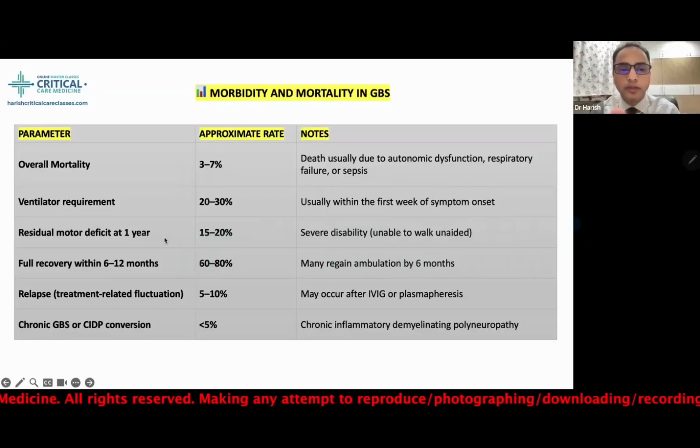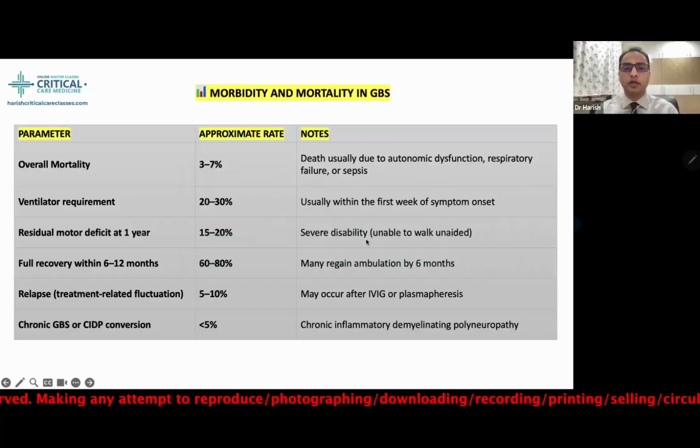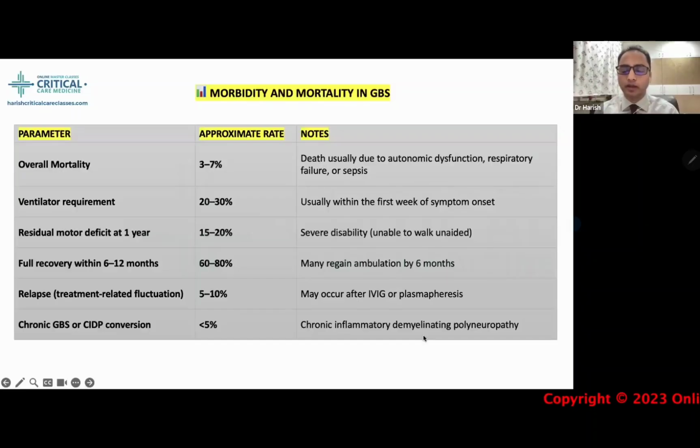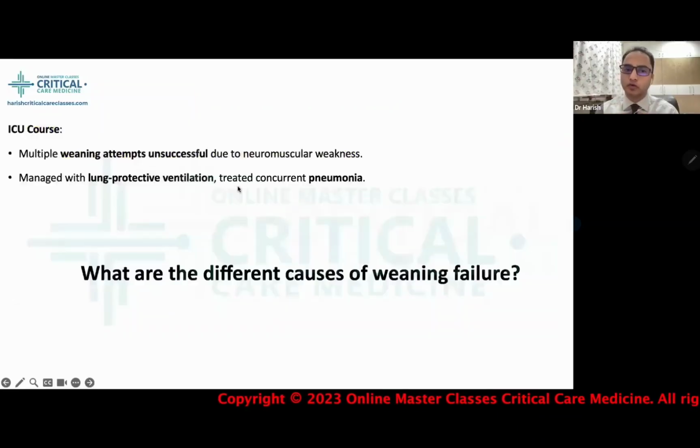Residual motor deficit at 1 year can happen in 15 to 20%. Severe disability, that is, unable to walk without any support. Full recovery within 6 to 12 months in about 60 to 80%. Many regain ambulation at 6 months. Treatment-related fluctuation or relapse can happen in 5 to 10%, and may occur even after IVIG or plasmapheresis. Chronic GBS, or AIDP to CIDP conversion, in less than 5%. That is chronic inflammatory demyelinating polyneuropathy. Okay. So mortality is around 3 to 7% with GB syndrome.